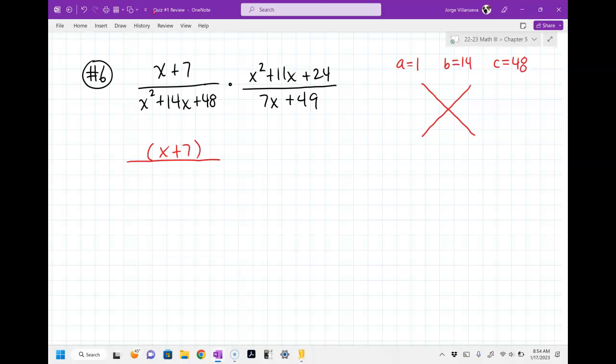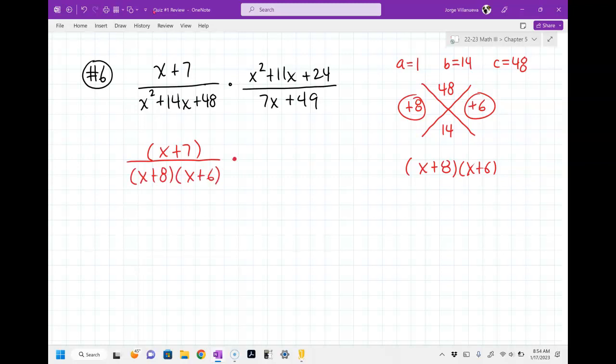So A times C is 48. B is 14. And I got to think of two numbers that multiply to 48 that add up to 14. 8 and 6, both positive, right? Positive 8, positive 6. Notice since my A is 1, that means I don't have to divide. So there we go. Those are my answers. So here's my factor. X plus 8, X plus 6. Let me write that down. X plus 8, X plus 6.